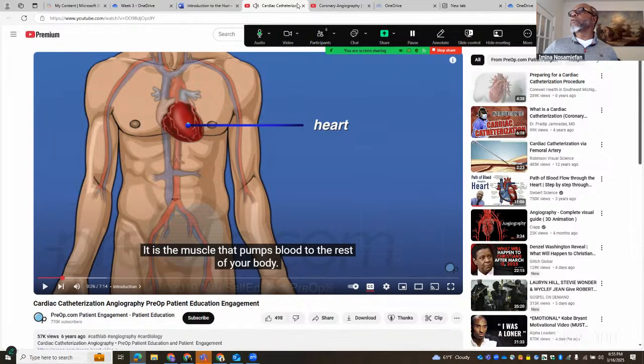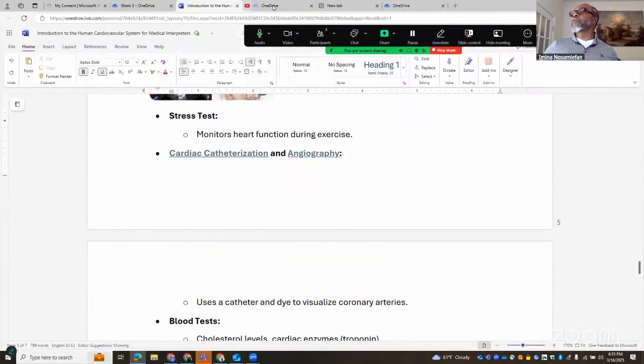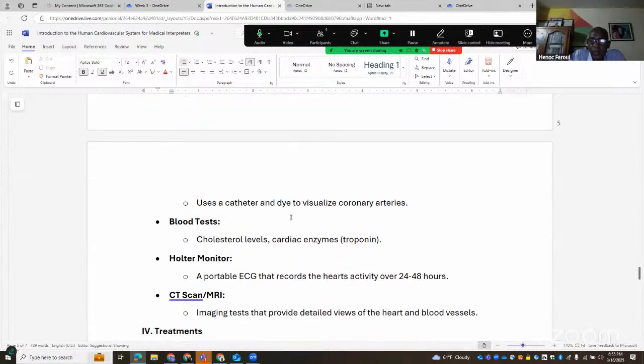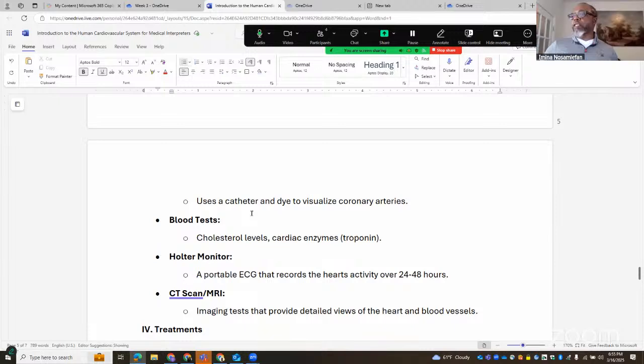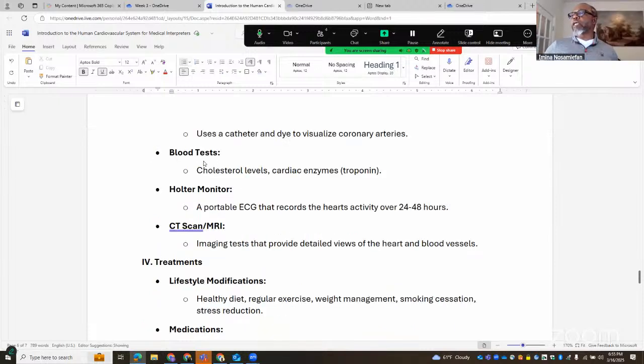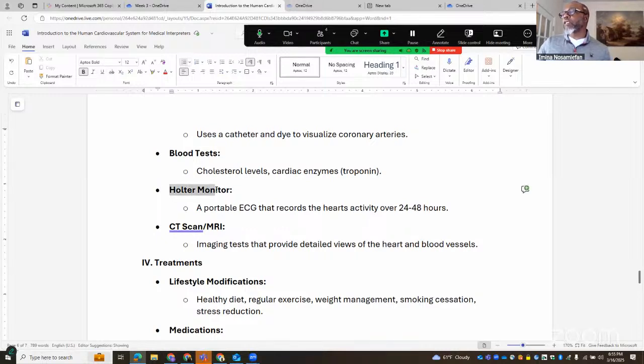I won't go into it, so you look at it when you get the notes. You will post it for us? Yes, of course. Other blood tests include cholesterol level and cardiac enzymes. Holter monitor is a portable ECG that records activity over 24 to 48 hours. If they want to find out how your heart is behaving, they will give you a Holter monitor to wear. Then of course there's CT scan and MRI and things like that.